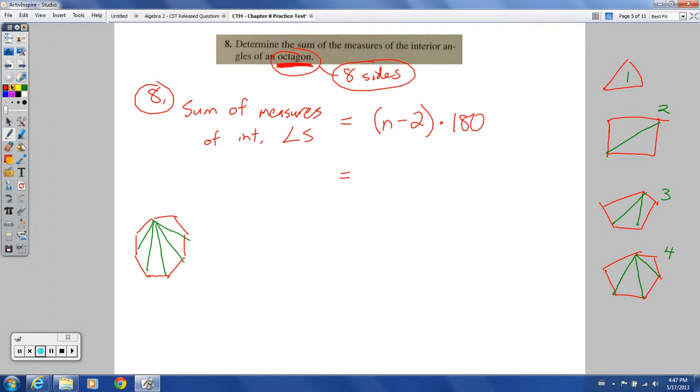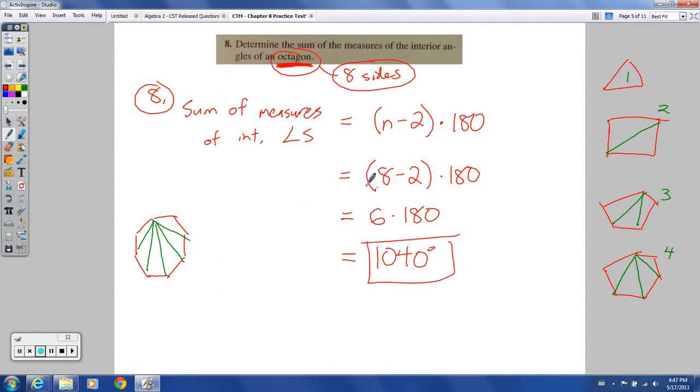But again, we're just using this formula. It's 8 minus 2 times 180. So in other words, it is 6 times 180. 6 times 100 would be 600. 6 times 80 would be 480. Put those two things together, and you've got 1040. So the final answer for number 8, 1040 degrees. I said 1040. What am I saying? 1080. I'm sorry. I said 480 plus 600. Yeah, come on. Come on, Mr. Wagner. You got this. There we go, 1080.